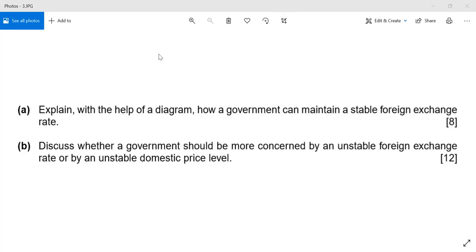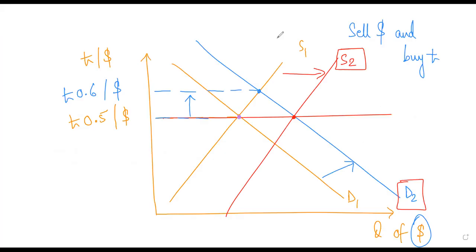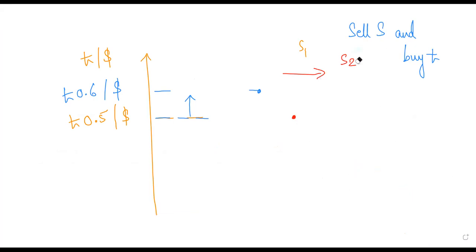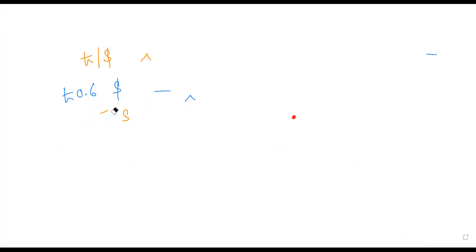So what do you think? What are we supposed to write in this question? How a government can maintain a stable exchange rate. What types of exchange rate systems can we explain in this? Since it's talking about stable, I think we can talk about both.